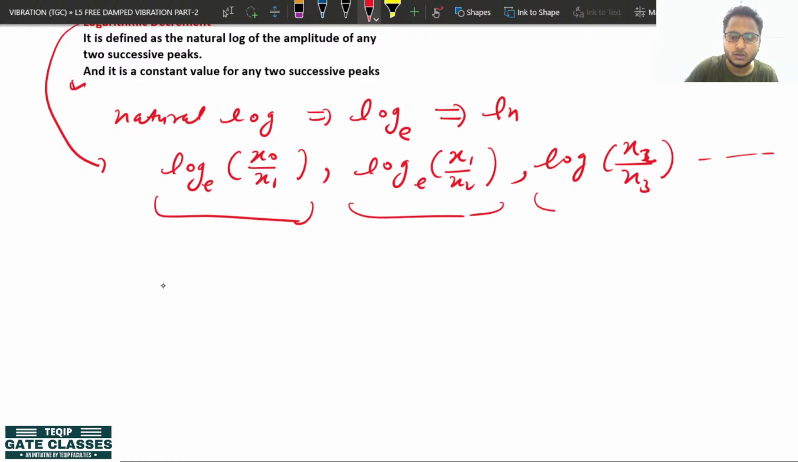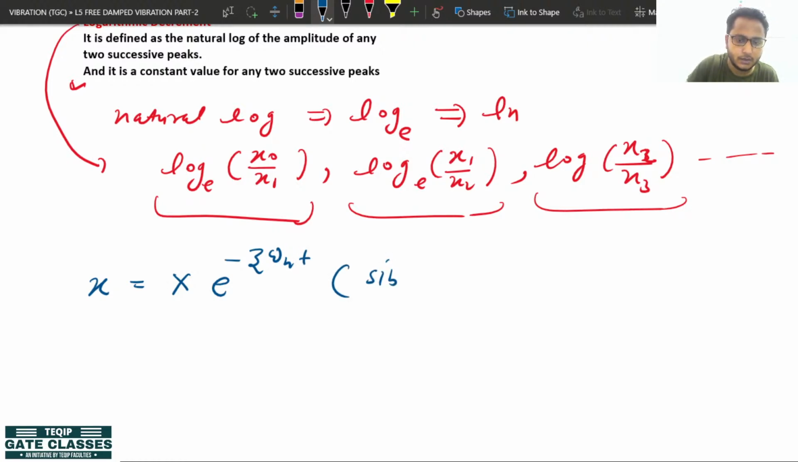The logarithmic decrement. So first of all, we have to find out the value of x naught, then x1. We can find out x2 also. How will we find the values of x naught and x1? I'm going to show you, because we have the formula x equals capital X e raised to the power minus zeta omega n into t multiplied by sine of omega d t plus phi, right? We have the equation of x, so we can find everything by putting in the value of t.